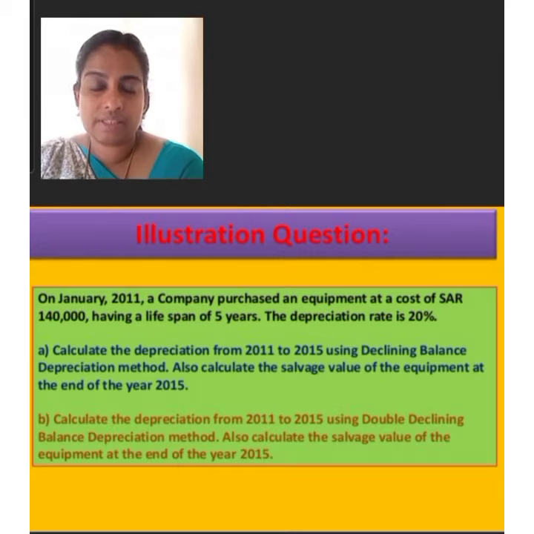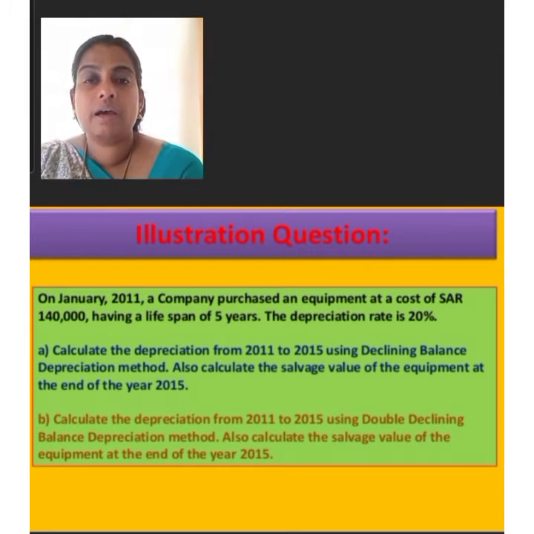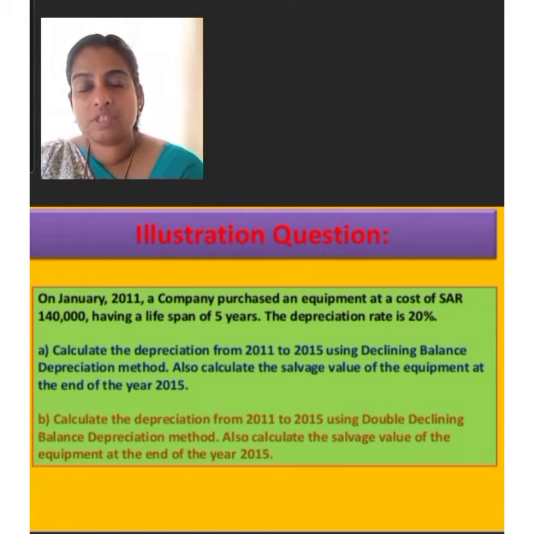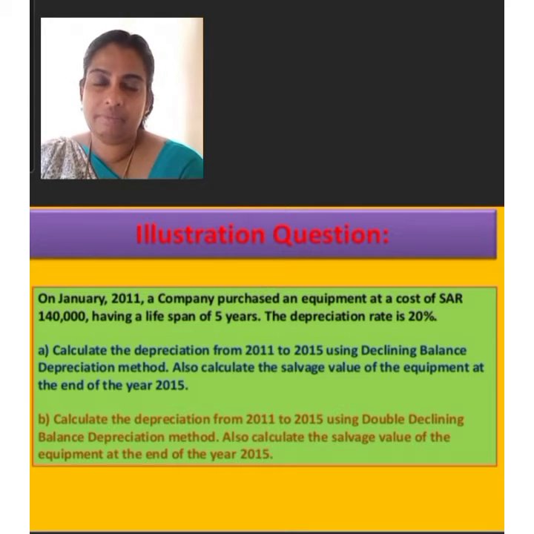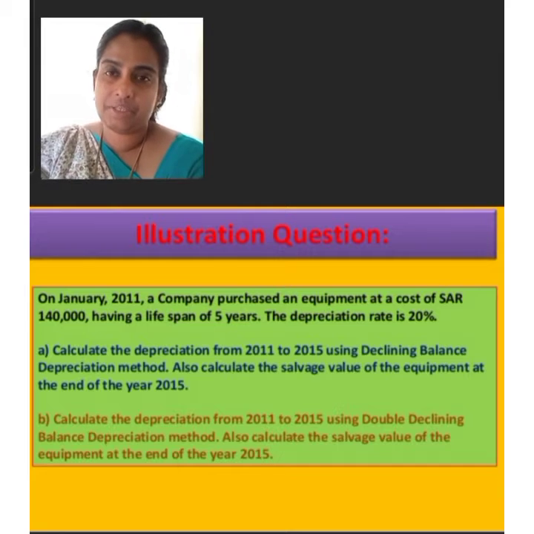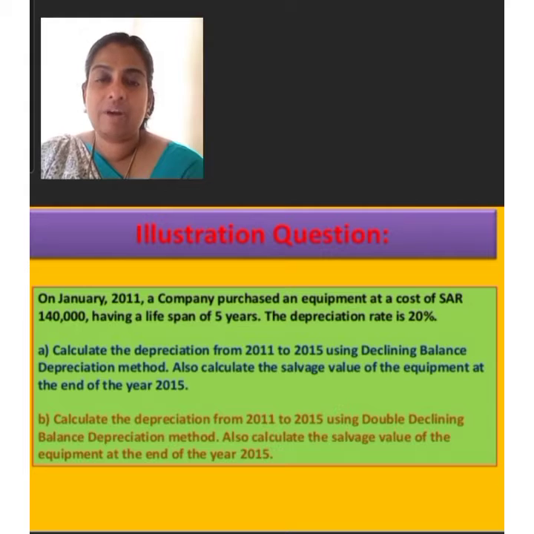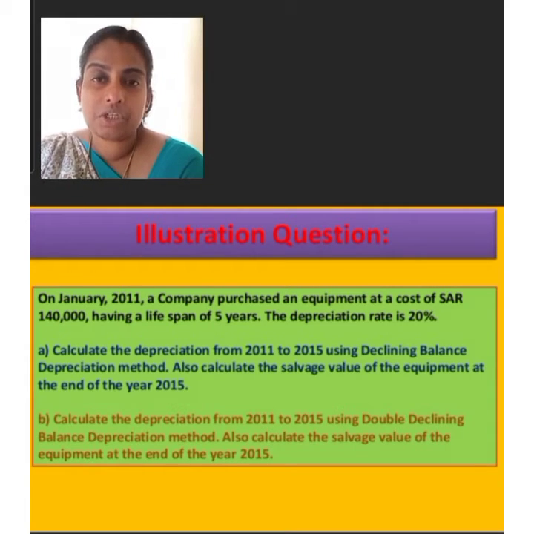The first step is to calculate the amount of the depreciation. How can you calculate the amount of depreciation? Here the cost price and rate of depreciation are given. With the help of these two figures we can find out the amount of the depreciation. Depreciation equals cost of the asset into rate, that is 1,40,000 into 20% equals 28,000 is the amount of depreciation. So the first year the amount of depreciation equals 28,000.